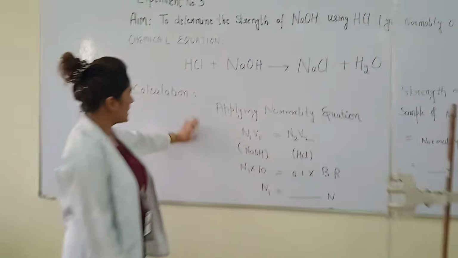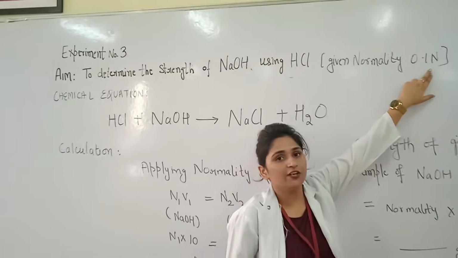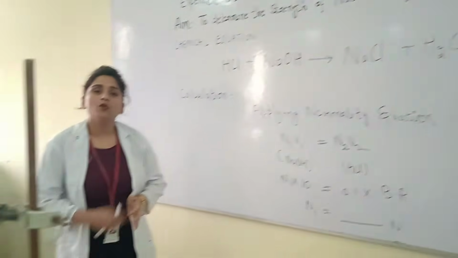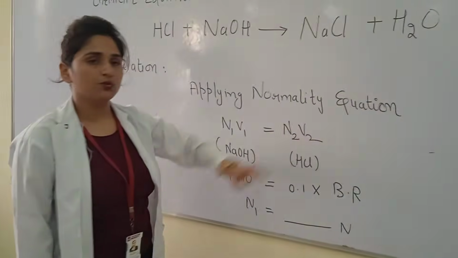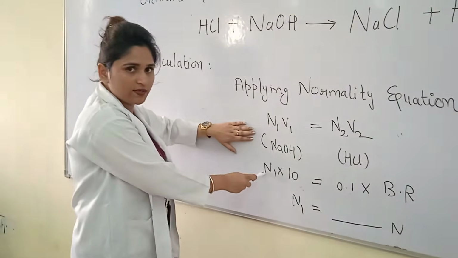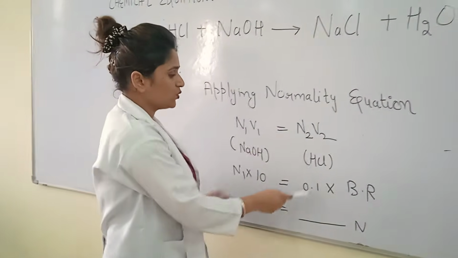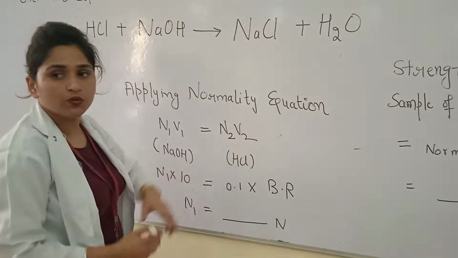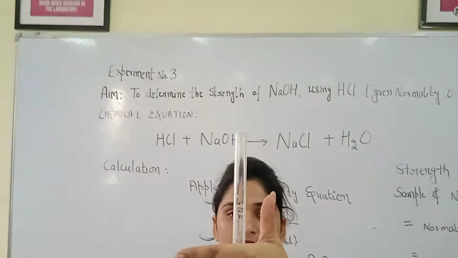For the calculation part, you have to apply the normality equation, because you have a 0.1 normal solution. If there is a molar solution, you have to apply the molarity equation, that is M1V1 equals M2V2. Here N1 for NaOH is not known to us. How much volume did you take? 10 ml. N2 for HCl is 0.1, that is given, and this is the burette reading V2. The burette reading you can see here is 6.7.